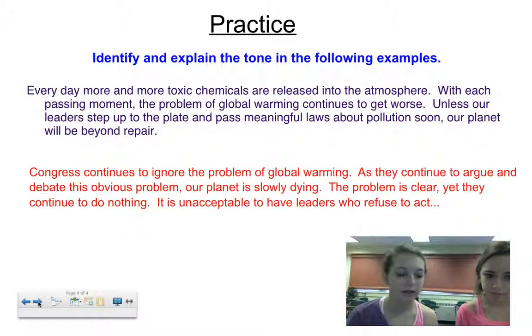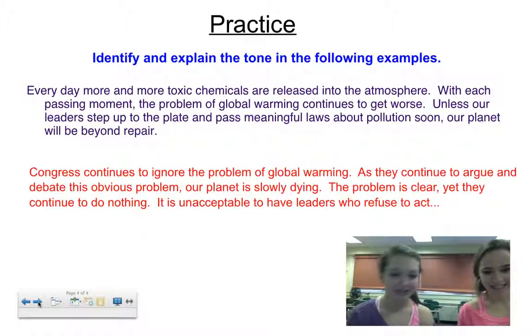The second one says, Congress continues to ignore the problem of global warming. As they continue to argue and debate this obvious problem, our planet is slowly dying. The problem is clear, yet they continue to do nothing. It is unacceptable to have leaders who refuse to act. It's very dramatic. So you just go ahead and write on your reflection form what kind of tone you think these paragraphs are projecting.